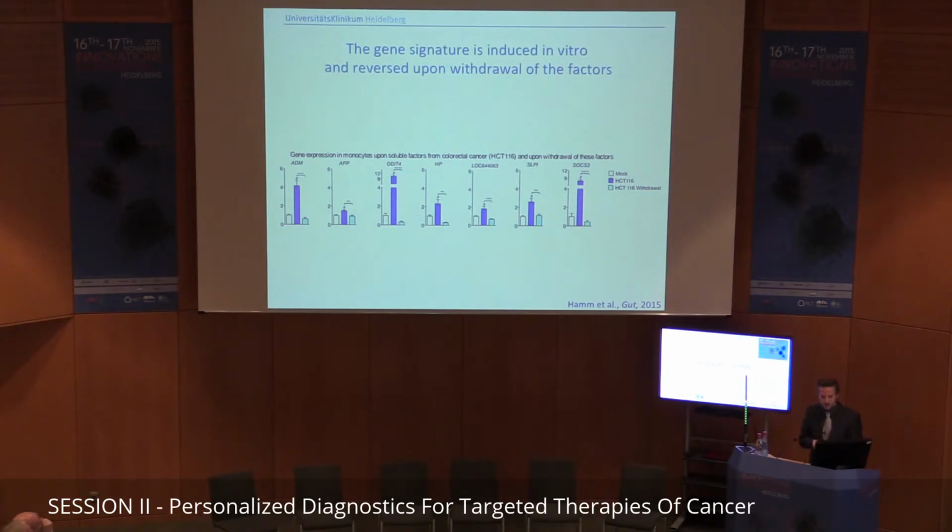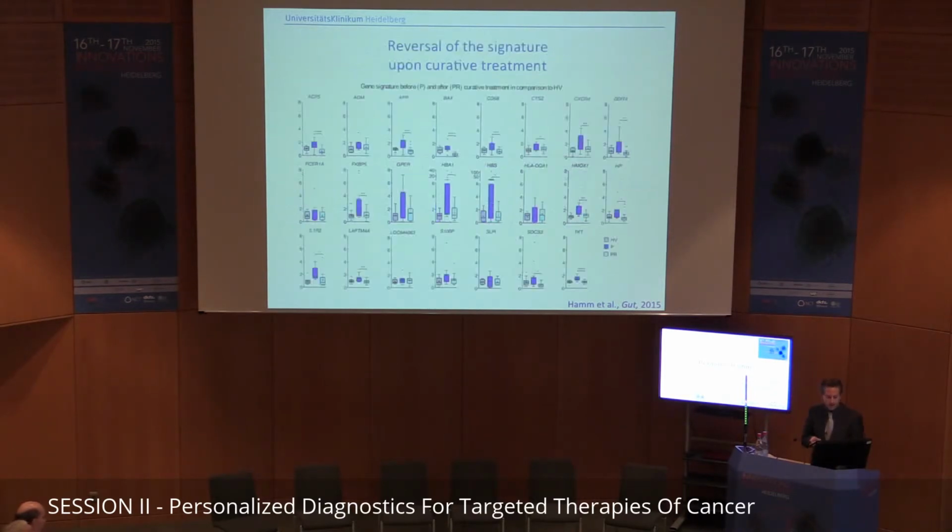This prompted us to take this question to the in vivo situation in patients that had been curatively treated and were without any evidence of disease. And in these patients, upon curative treatment, we indeed saw a decrease of the expression levels of the previously elevated gene signature back to normal expression levels. Although this is a preliminary set containing only 15 patients, this is highly suggestive of the potential to use this signature for disease follow-up.